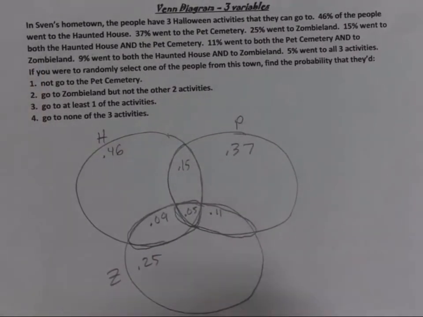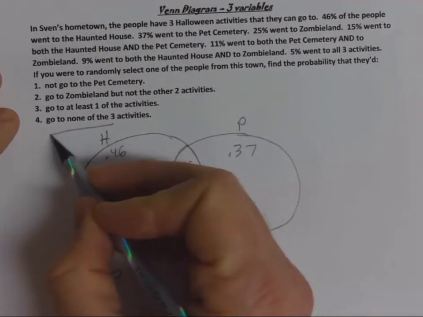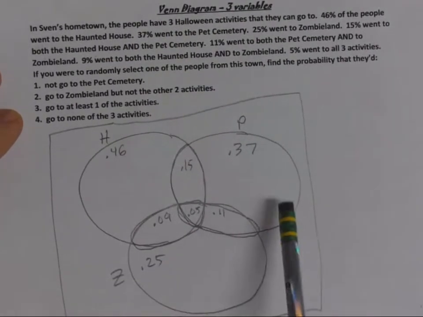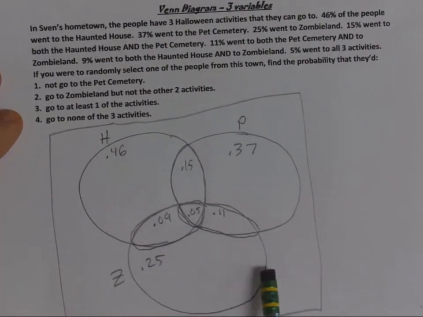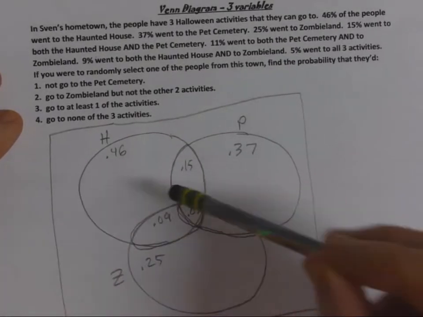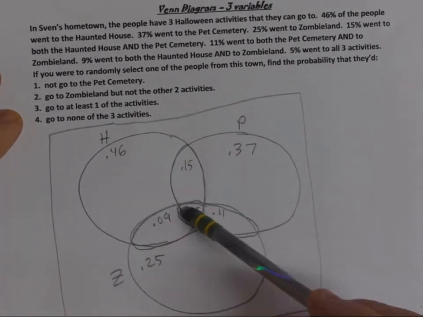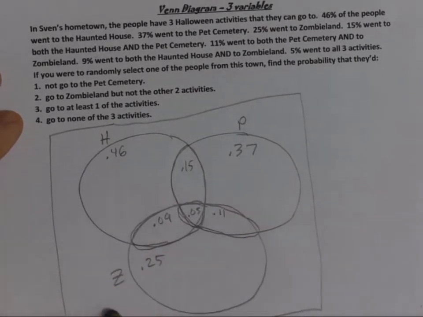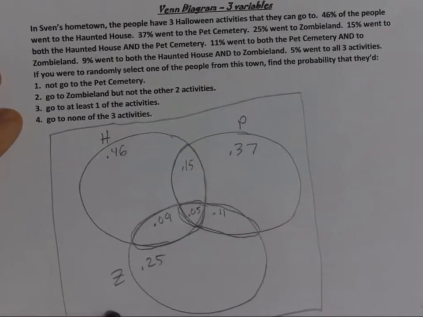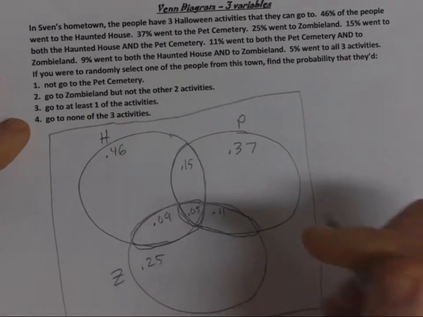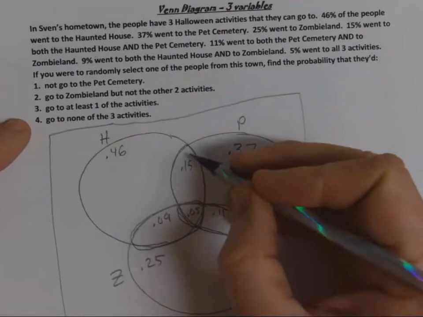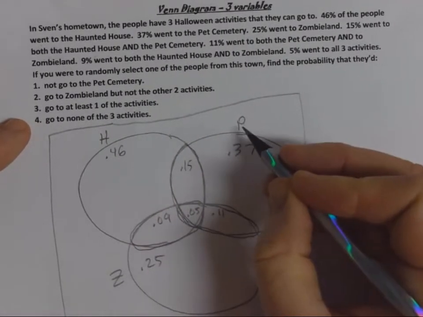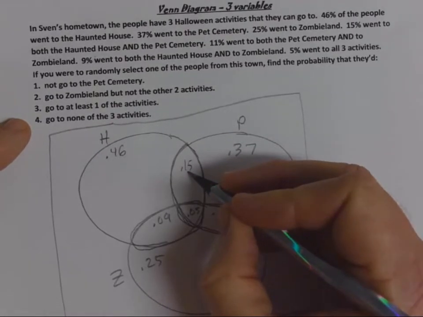Now what we're going to do is realize, first of all, this whole sample space, which is all the people in Sven's hometown, has to add up to 1. So I'm going to find the area of each of these other regions. We've got 1, 2, 3, 4, 5, 6, 7 regions inside the circles that people can be a part of, and then 1 region on the outside that represents the people that went to none of the activities. So you start from the inside and you go out. Let's start with this football-shaped region, the people who went to the haunted house and to the pet cemetery. That's 15% of people.